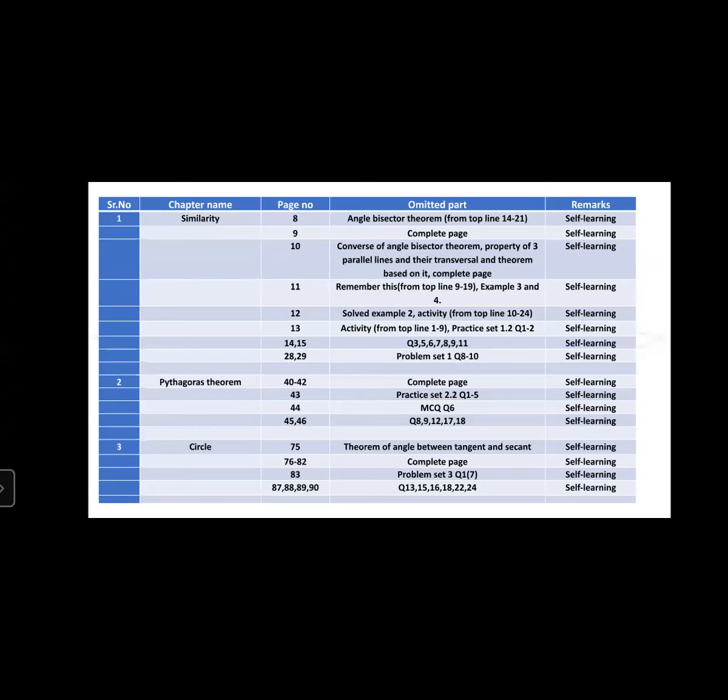Third chapter is circle. From circle, one theorem is omitted, that is the angle between tangent and secant. Pages 76 to 82 are completely omitted. In problem set 3, the MCQ question number 7 is omitted, and again questions 13, 15, 16, 18, 20 to 24 are omitted.